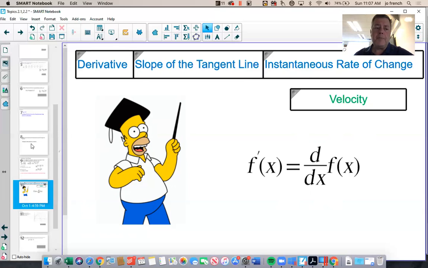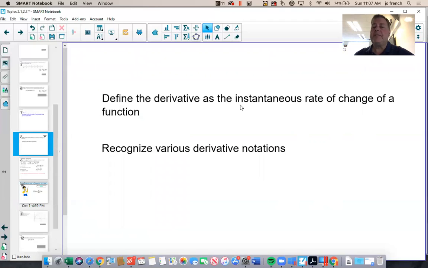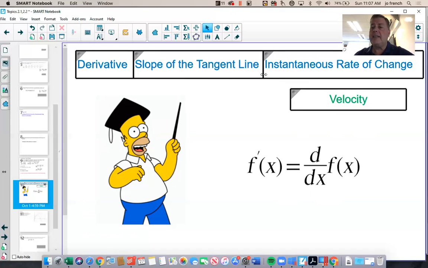So to wrap it up, our derivative is the instantaneous rate of change of a function, also known as the slope of the tangent line, or in some cases, velocity. The notation we use is f prime of x, or d dx of f of x. We'll be working on some examples soon.